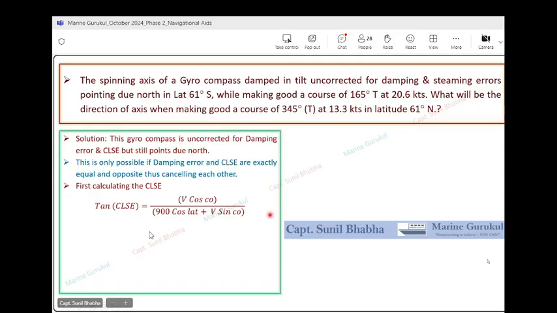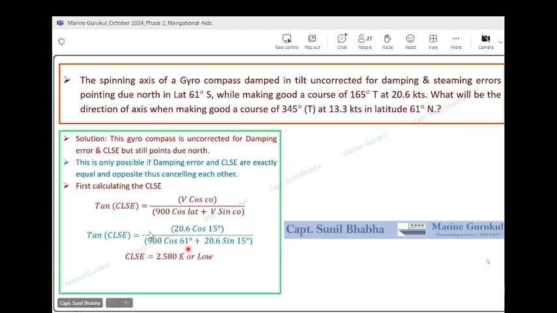It's a southeasterly course. Putting the values here, we get the formula 20.6 cos of 15 degrees over 900 cos of 61 plus 20.6 sine of 15 degrees. The course is south 15 degrees east, which is 165 degrees true. The speed is 20.6 knots given to us, and the latitude is 61 degrees south.